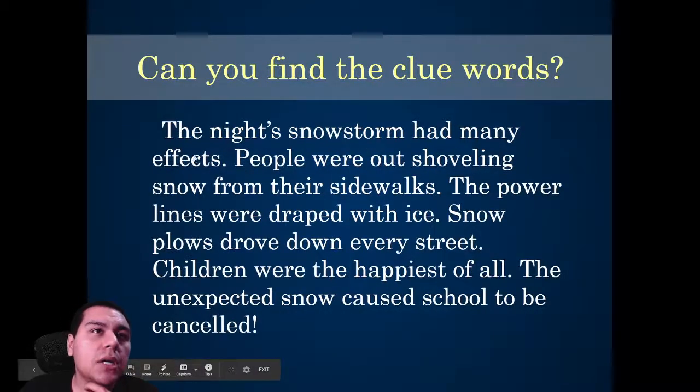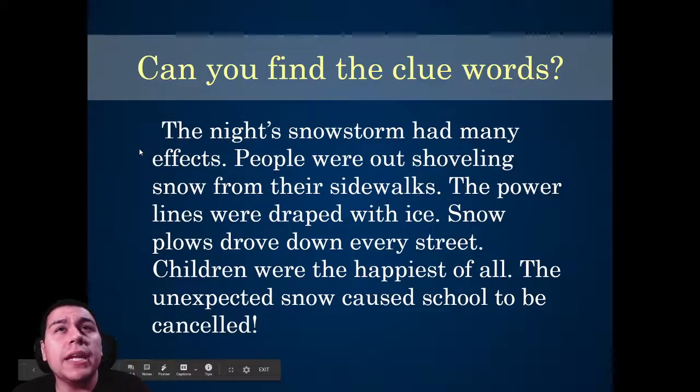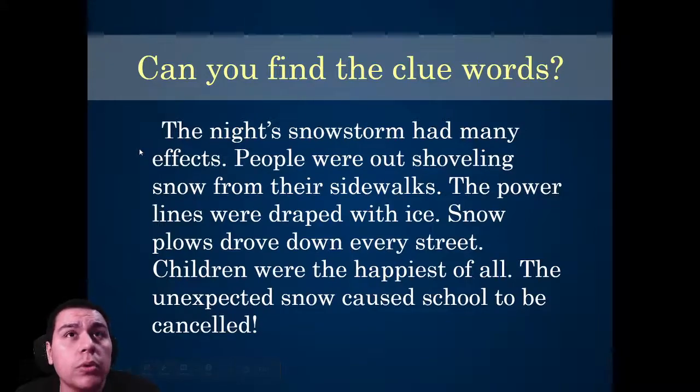So let's take a look at this paragraph. It's written in cause and effect text structure. It says the night's snowstorm had many effects. People were out shoveling snow from their sidewalks. The power lines were draped with ice. Snow plows drove down every street. Children were the happiest of all. The unexpected snow caused school to be canceled.